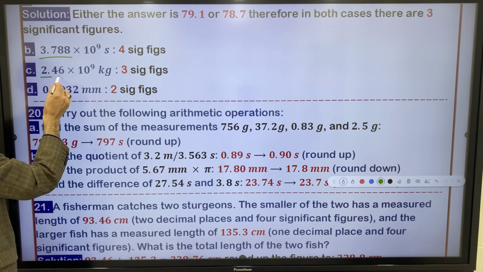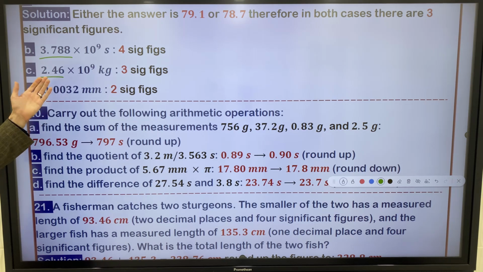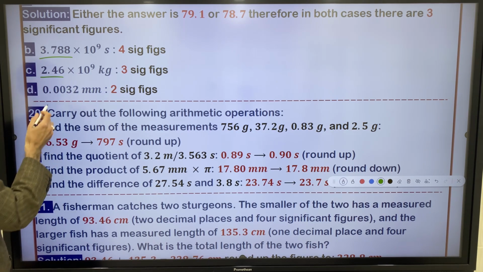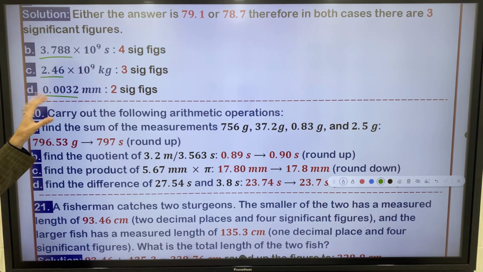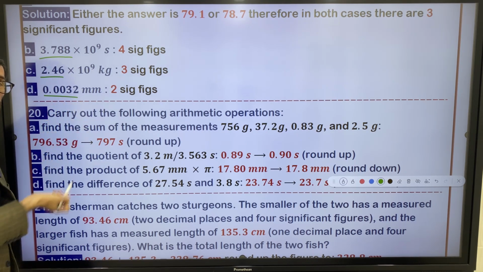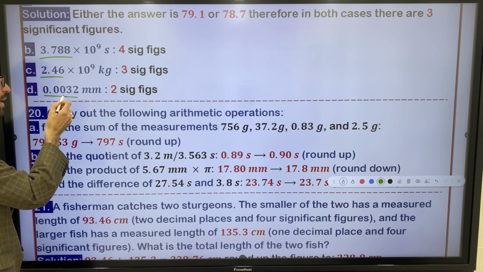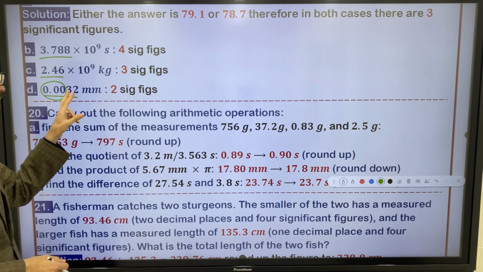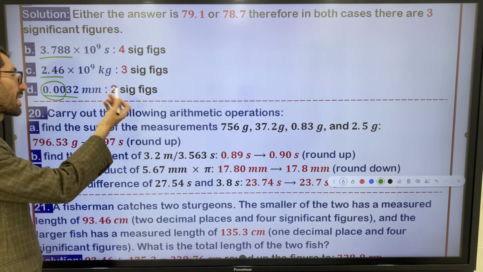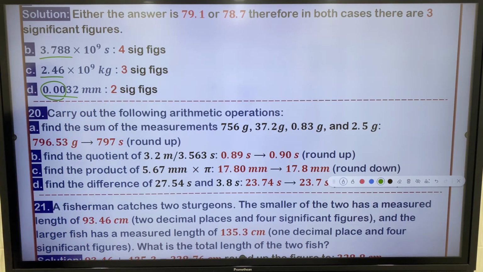What do you say about this one? It's like the first one. So we have 3 sig figs because all of the numbers are non-zero digits. What do you say about this one? We have some zeros in front of the digits. I told you these zeros are called leading zeros. Leading zeros in decimal fractions are not sig figs. That's why we neglect them and just count the non-zero digits. 2 sig figs in this number.